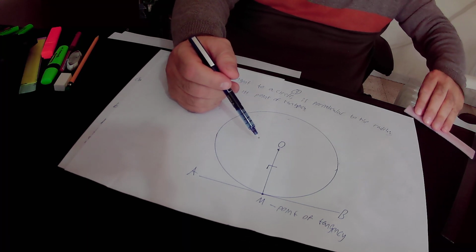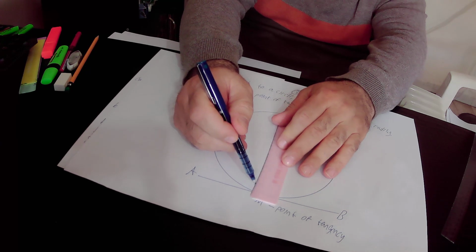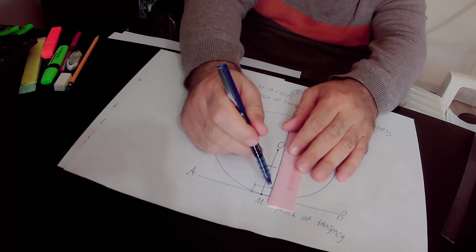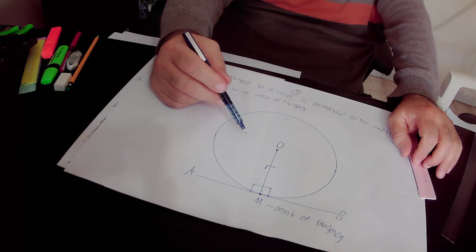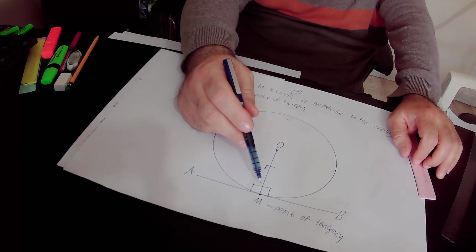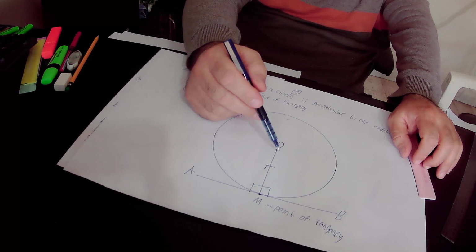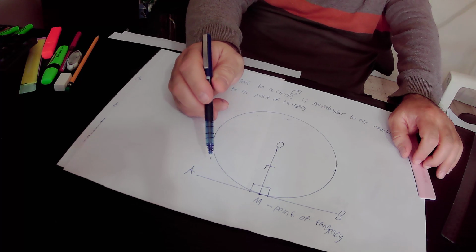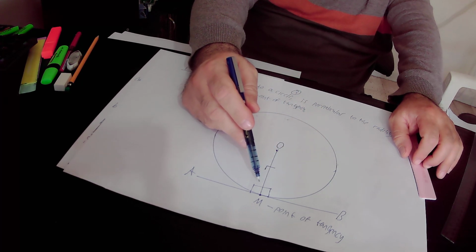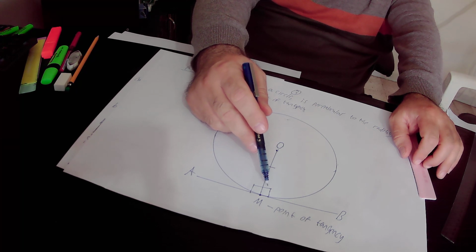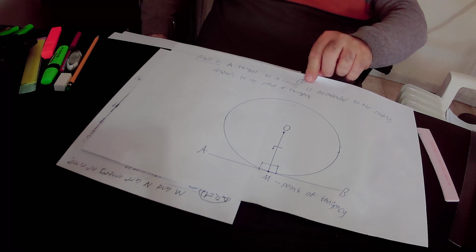That is to say, this angle will be equal to 90 degrees, and this angle will be also equal to 90 degrees. So whenever you have a radius that is drawn to the point of tangency, like in this drawing, then the tangent will be perpendicular to this radius. In this case, the tangent AB will be perpendicular to the radius OM, that is to say this angle equals 90 degrees, and this angle will be also equal to 90 degrees. Okay, this is rule number 2.